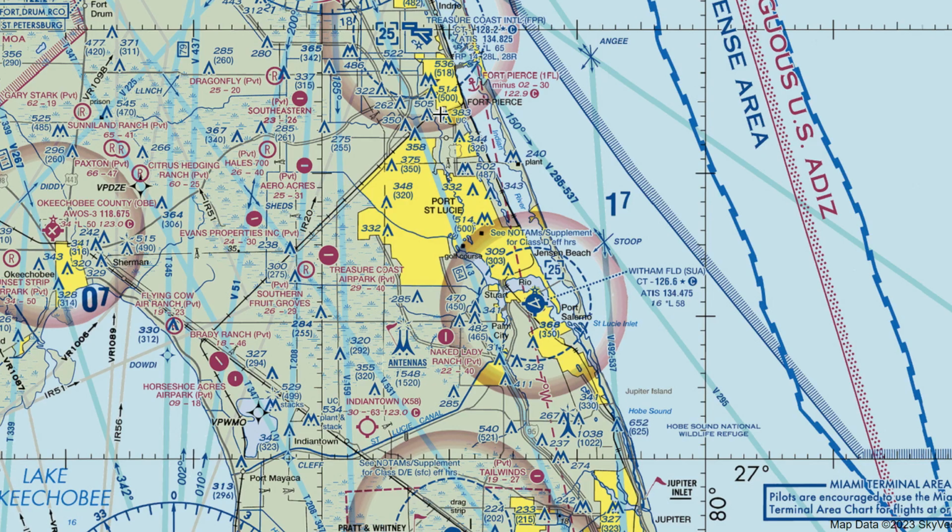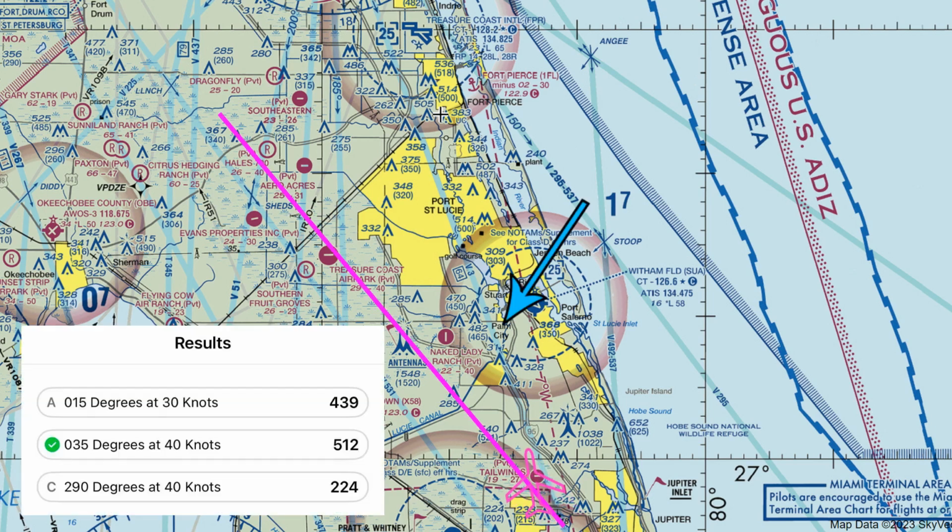So the closest and therefore correct answer is B, 035 degrees at 40 knots. Out of 1,175 people, 512 got the correct answer, including Diego, who worked it out using trigonometry and sent me his working. Dedication.